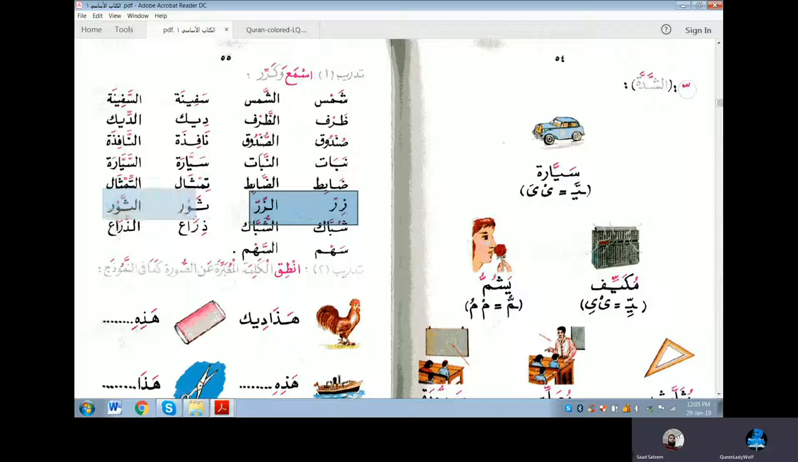Then. And Thawr is bull, yes, bull. Thawr, Athawr, is the bull. Athawr means the bull.